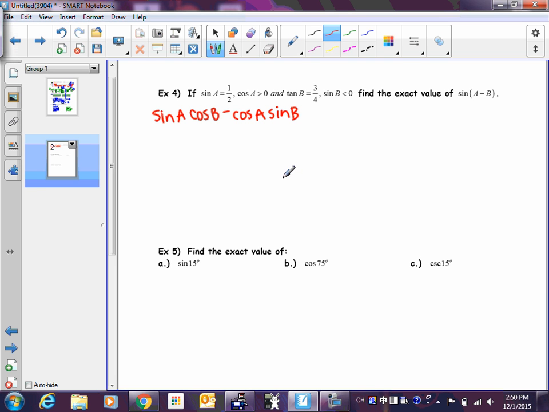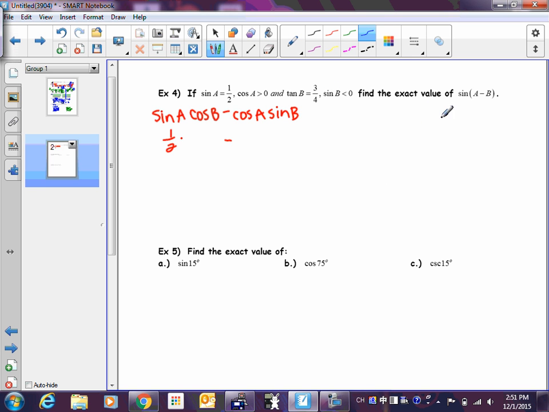So we got 4 things up there I need to find, right? Was I given any of these? Sine A. I'm given sine A. So I don't know cosine B. I don't know cosine A. I don't know sine B. So somehow this information right here is telling me all of that.